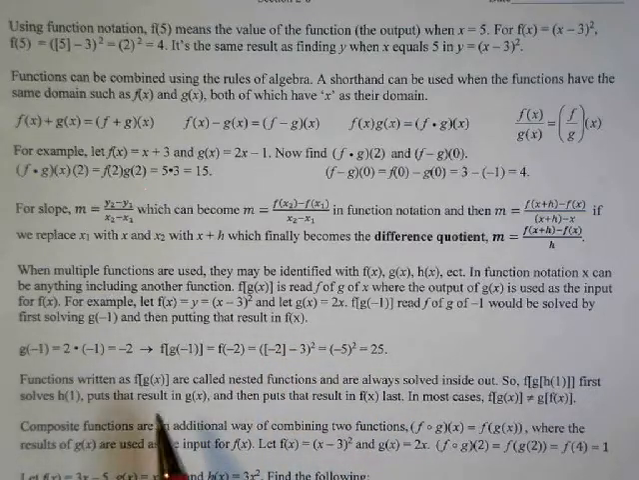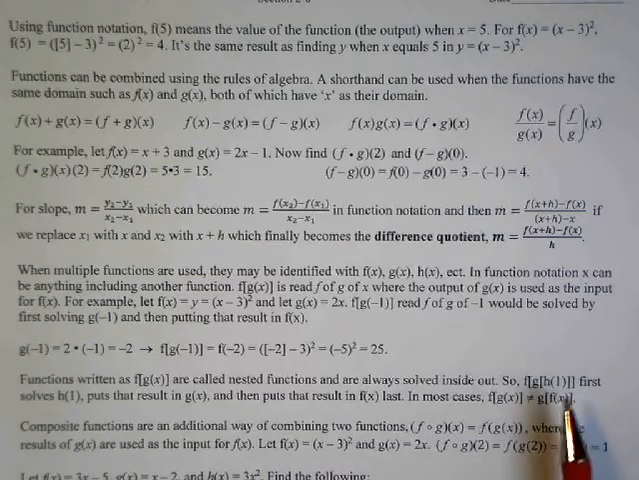When you have it written in that form, f of g of x, and of course you can go just beyond 2, it is called a nested function and is always solved inside out, or if you will, we're going to start on the function that's to the right and then work our way backwards to the left.